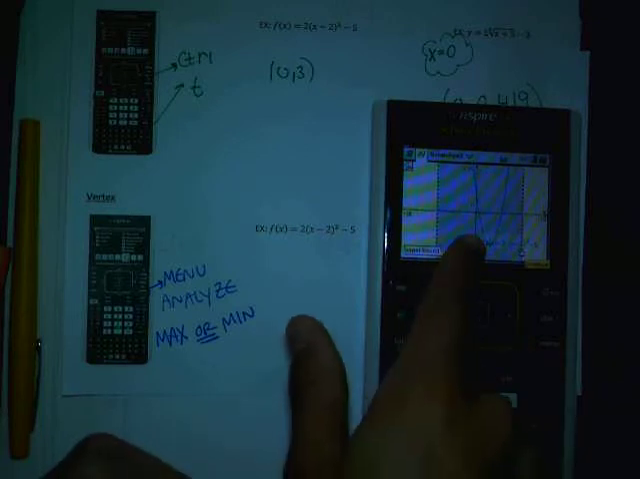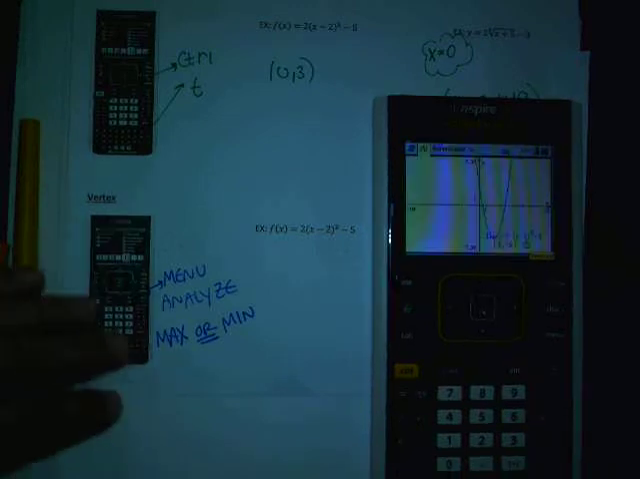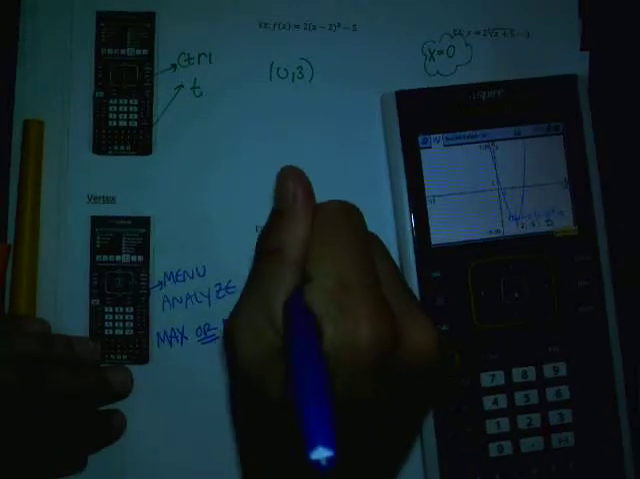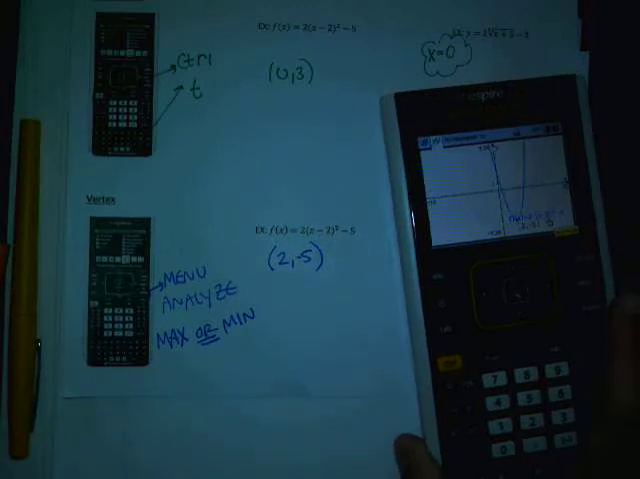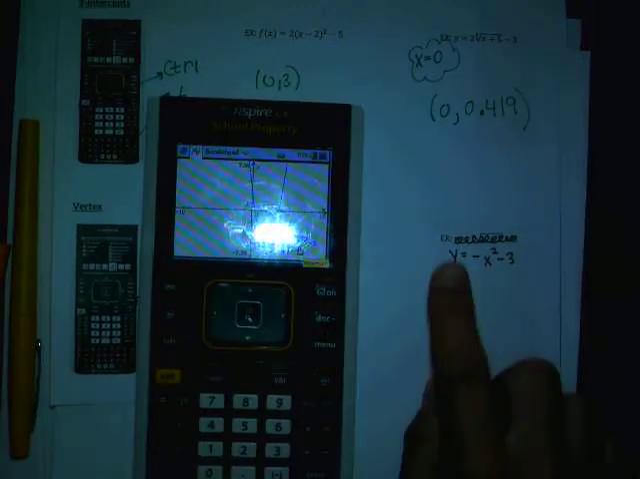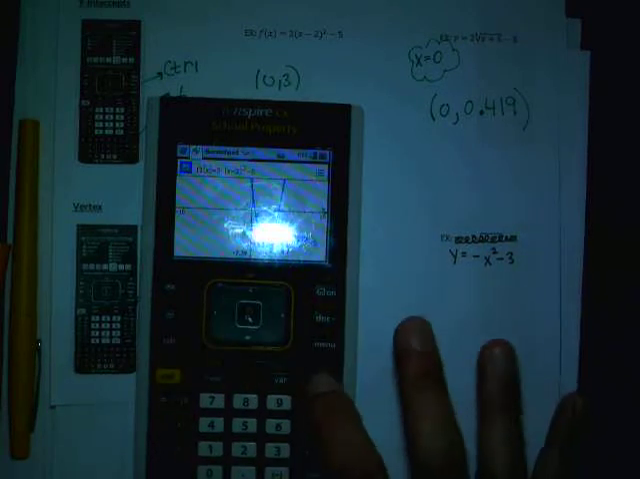Once again, make sure your black point pops up at the bottom where your vertex is at. So (2, -5) is your vertex. All right, on the original copy, that was a bad example, so I rewrote it.